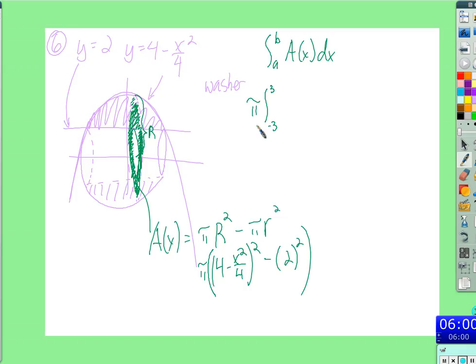We'll pull the constant multiple of pi outside, make it easy on ourselves. And so we'll put this in there and multiply these together. 16 minus 2x squared, or you can go x squared by 2. And plus x to the 4th over 16, minus 4. Did I get that right?